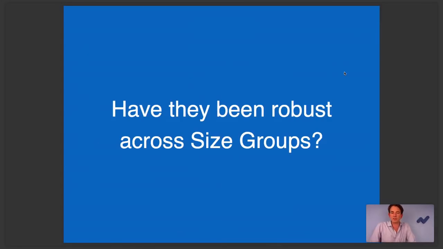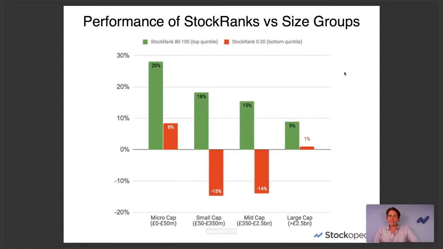Have they been robust across size groups? This is the performance of the stock ranks against different size groups, from micro cap shares, small cap shares, mid cap shares, and large cap shares. Very, very strong performance in micro caps. In the last 5 years there's been an economic recovery of sorts, a kind of slow recovery from the financial crisis, and micro caps as a whole have done reasonably well. But I don't like buying micro caps myself because they can also do really badly in bad times. You can see that smaller cap shares have done better than larger cap shares.